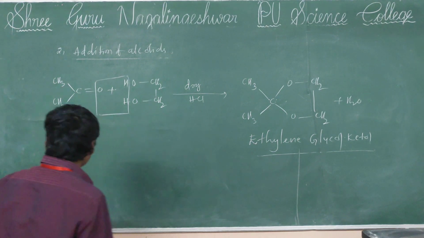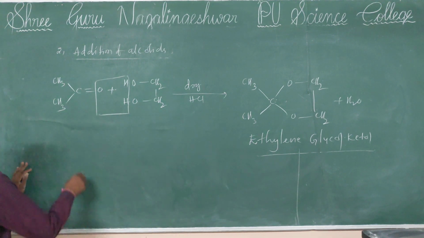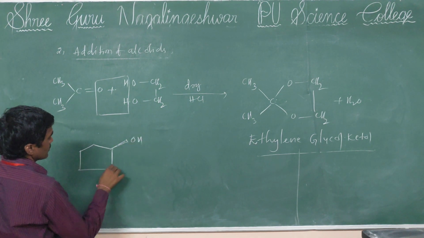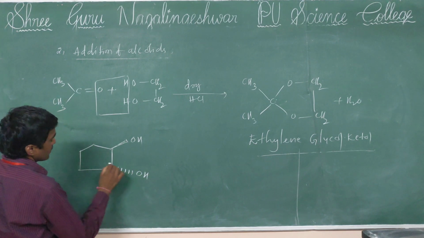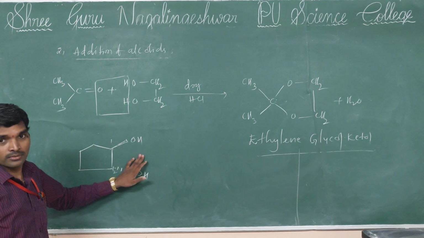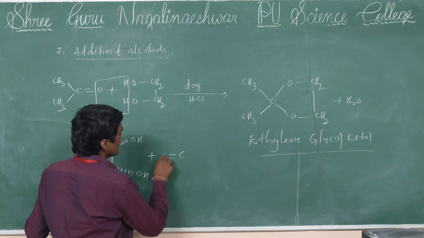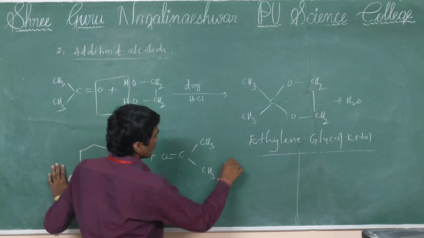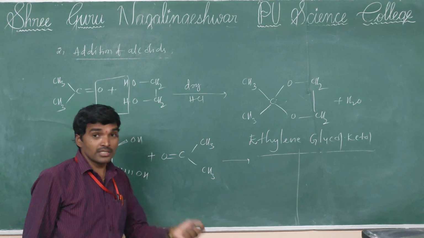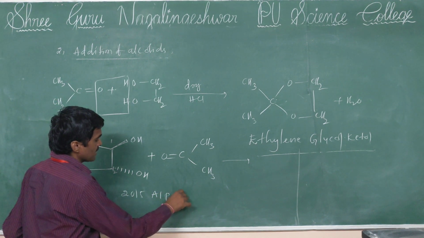On the basis of this reaction, in competitive exams they ask a question like this. This is trans pentane-1,2-diol, reacting with a ketone. Then what is the product formed? Or does the reaction take place or not? This is a very important reaction. You remember, it was asked in the 2015 AIPMT exam.